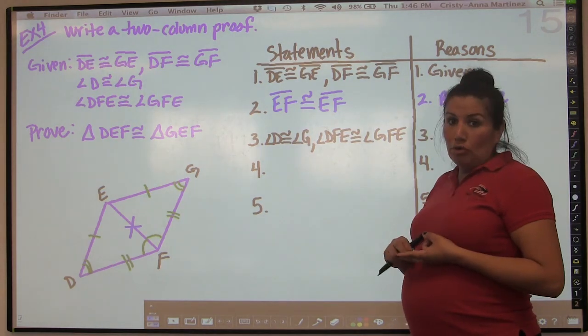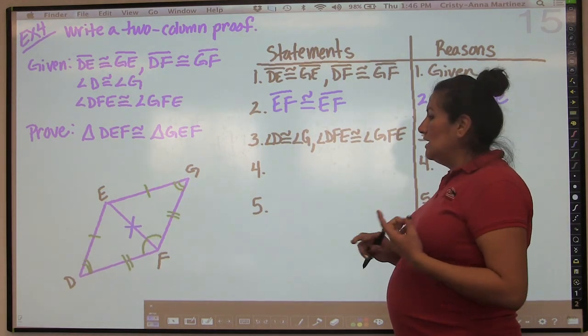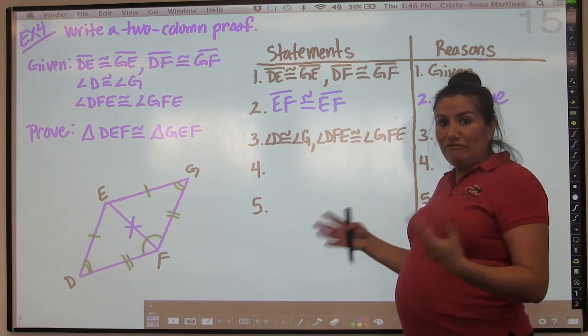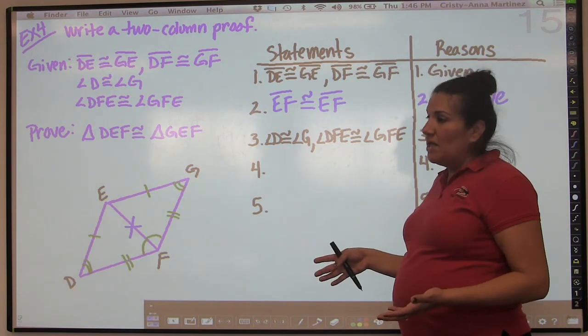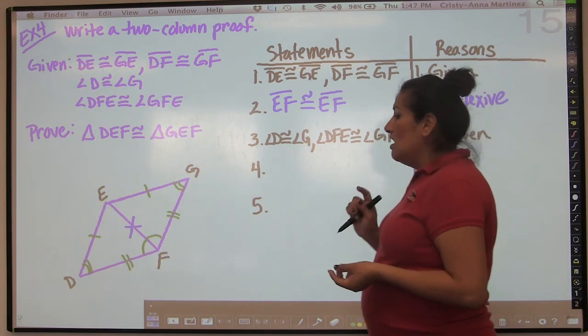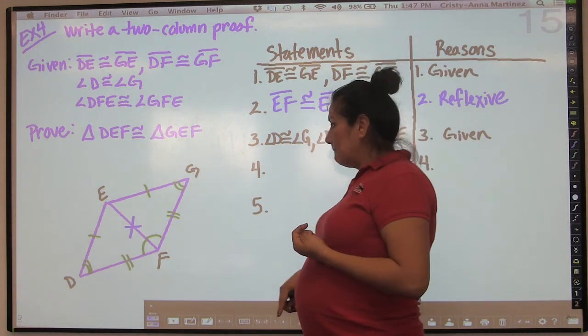So it's very important when you're doing the proofs that you notice the reflexive sides, that you look for vertical angles whenever possible, any indication of parallel lines, because those kinds of things you're supposed to get from the diagram. It's implied in the diagram. They won't tell you, but you're supposed to know. So just be careful with reflexive, vertical angles, and parallel things.